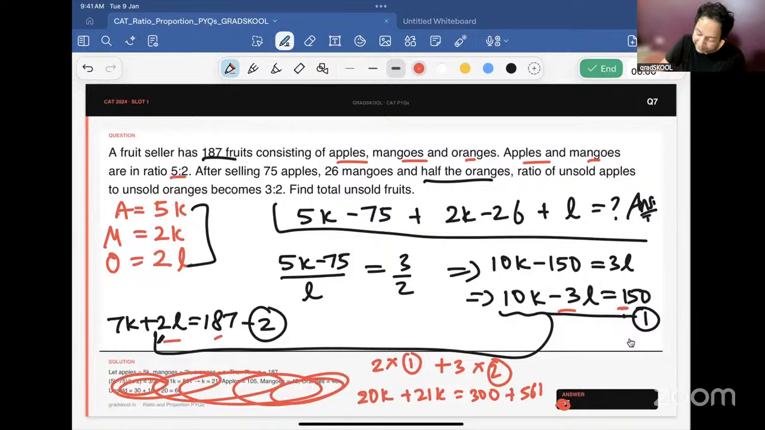561. Am I right from the calculation? So 41K is equal to 861. If I solve it, I think K will be 21. 21 into 41 is 861. Yes, right. K is 21. We got the value of K.